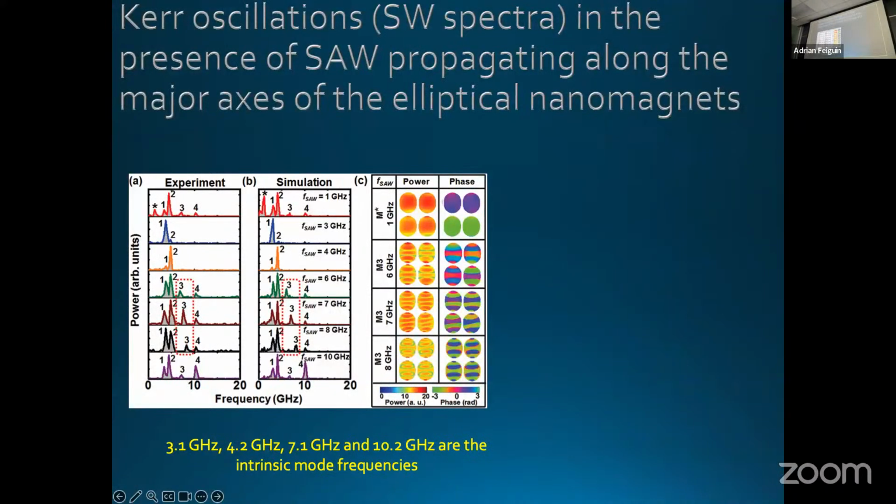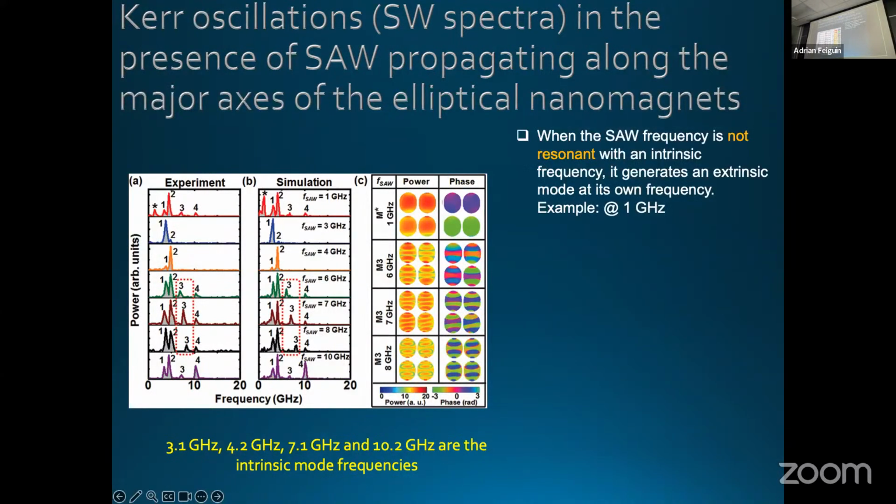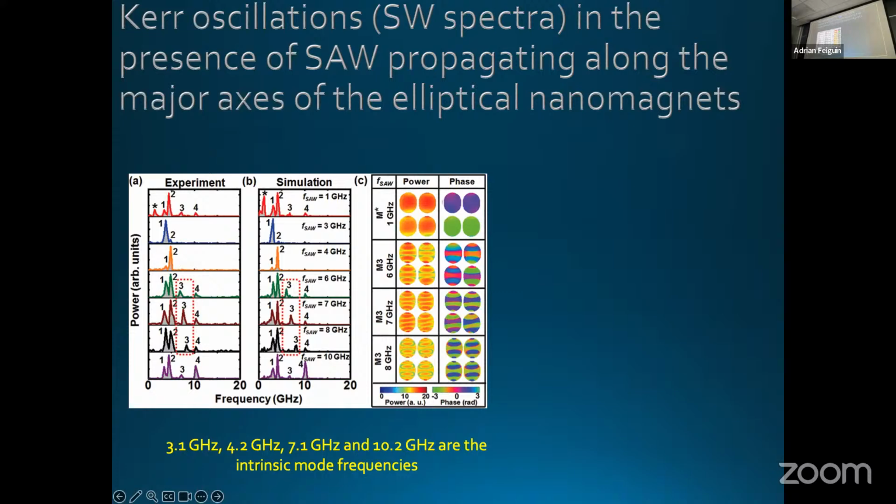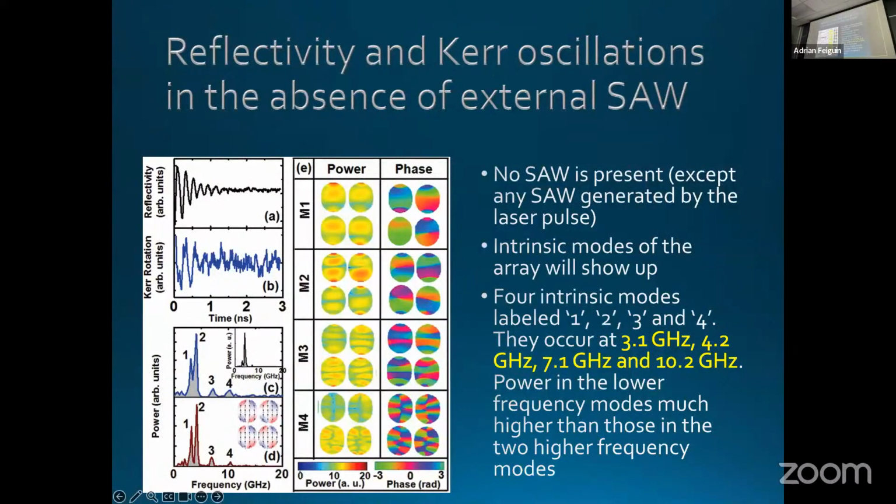So this will change if you have a different array. Now we apply SAW, and the SAW wave is propagating along the major axis of the elliptical nanomagnets. So now see what happens. What happens is when the SAW is not resonant with an intrinsic frequency. Remember the intrinsic frequencies, keep this in mind: the intrinsic frequencies are 3, 4, 7, and 10 gigahertz.